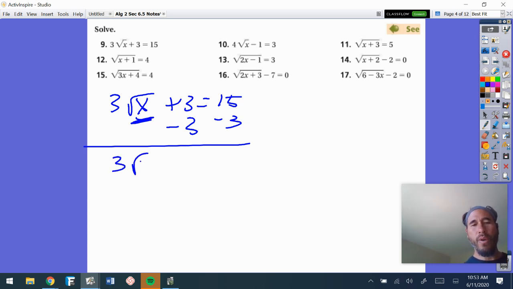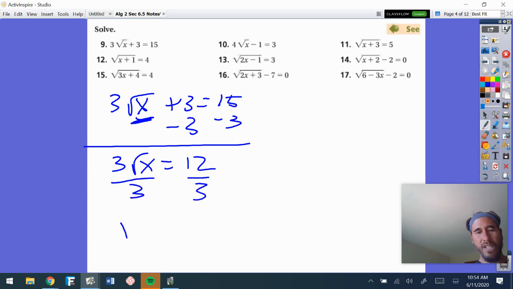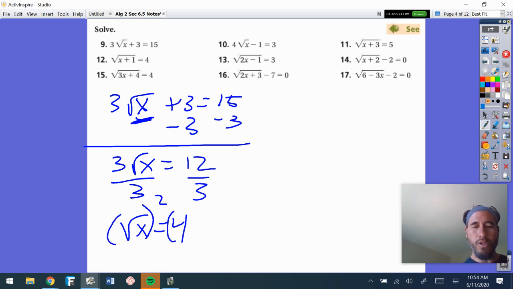So you get 3 square root of x equals 12. Now that radical is still not by itself. We have a 3 in front, and it's 3 times the radical. So the way we get rid of it is we do the opposite, which is division. I get that, right? And then I just have to know, how do I get rid of the radical? Well, what number's in the ditch? A 2 is in the ditch. So I'm going to square both of those bad boys, and I get x equals 16.